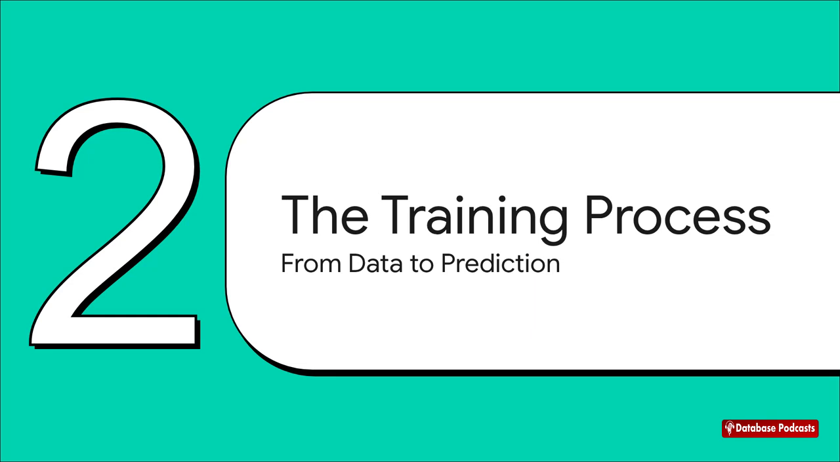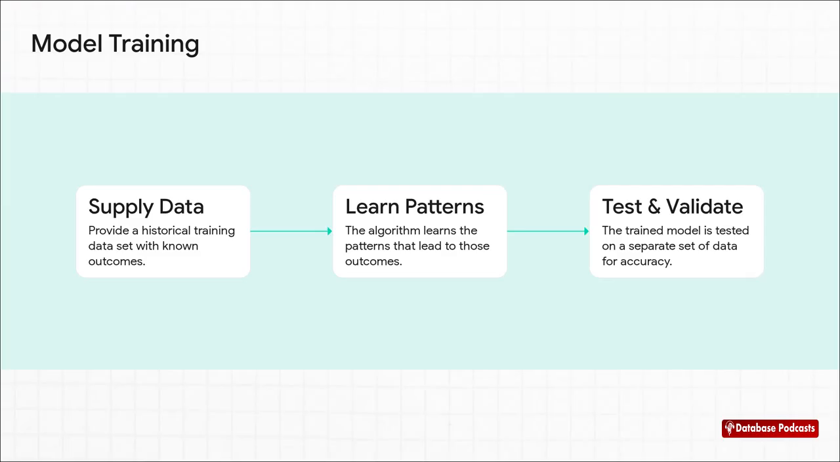Okay, so that naturally leads to the next question, right? How exactly does an algorithm turn into a model? Well, the magic really happens during a process that we call training. And the process is actually pretty straightforward, which is cool. First, you give it a big pile of historical data where you already know what happened. Then, the algorithm just churns through all that data, and it starts to learn the patterns and the relationships that led to those known outcomes. Finally, you take your newly trained model and you test it on some fresh data to see how well it can predict things on its own.